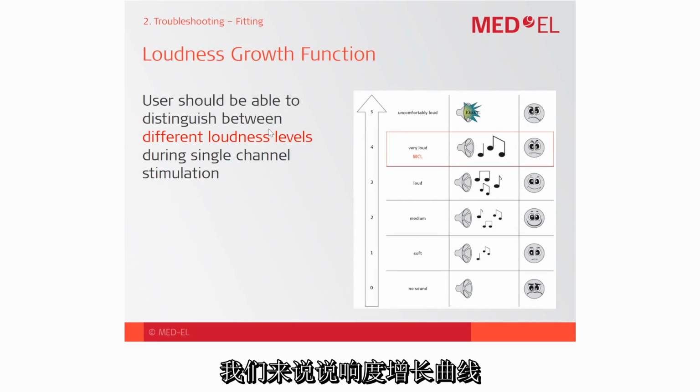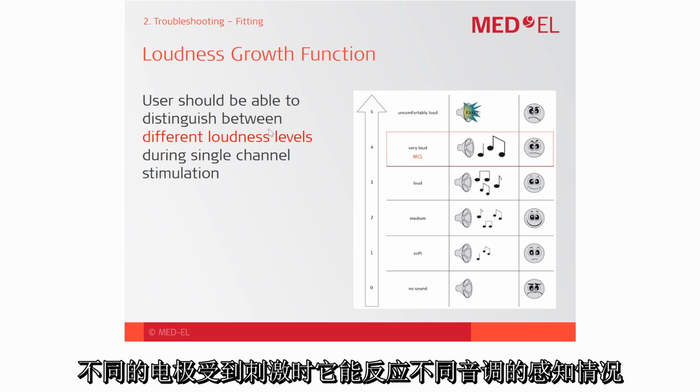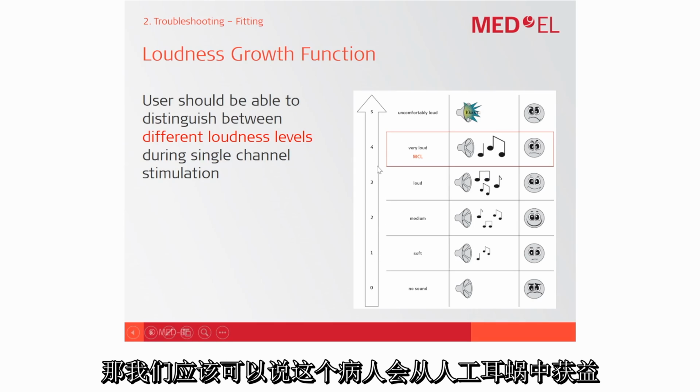Okay, again, a loudness growth function could be used for troubleshooting. If a patient comes in for the activation of the processor and is able to report different pitch sensations when different electrodes are stimulated, and reports a good perceptual loudness growth when the stimulation intensity is increased, then I would already be optimistic that the patient will benefit from the cochlear implant.